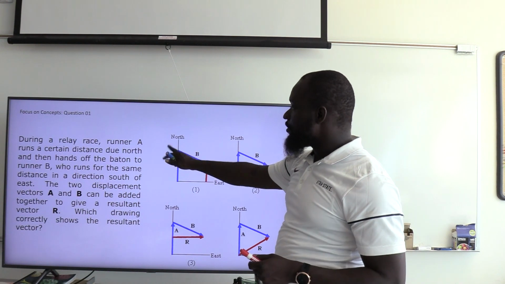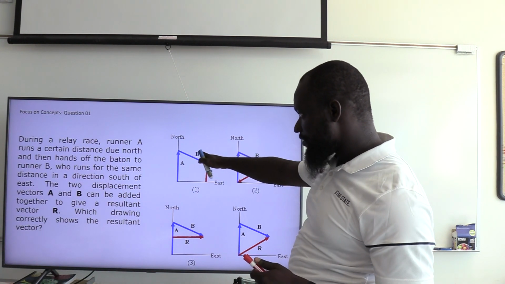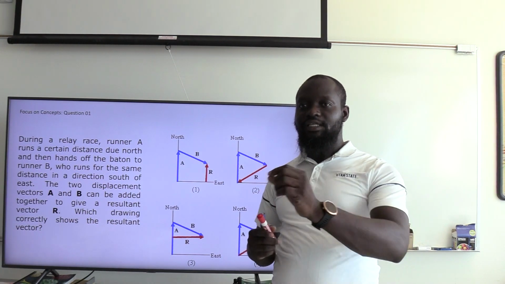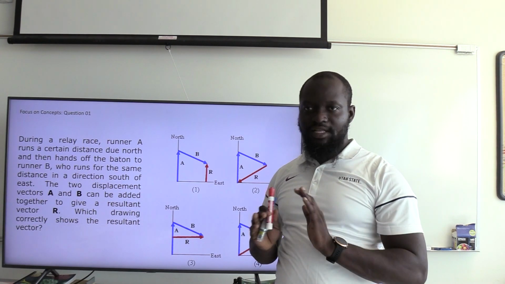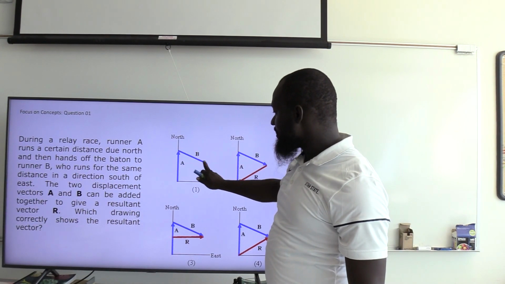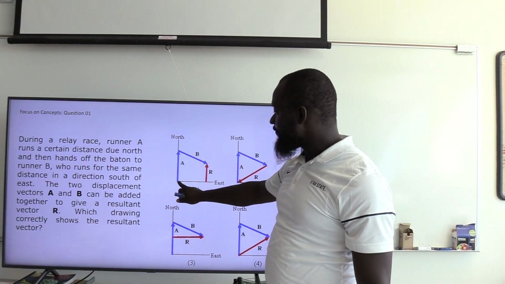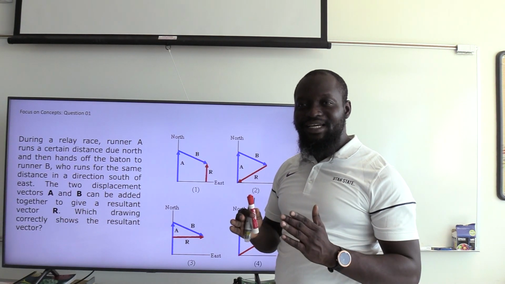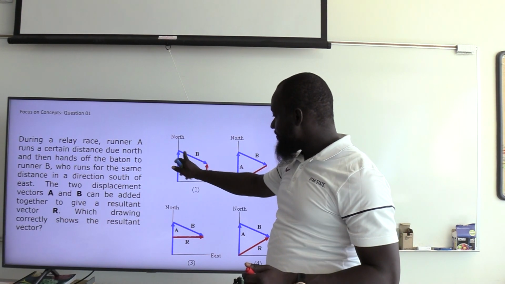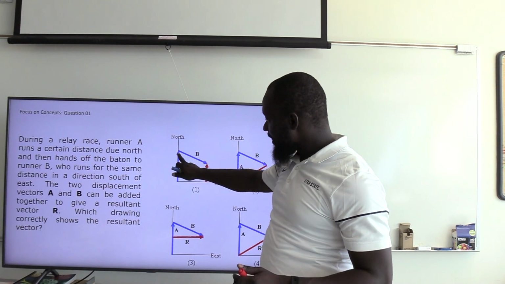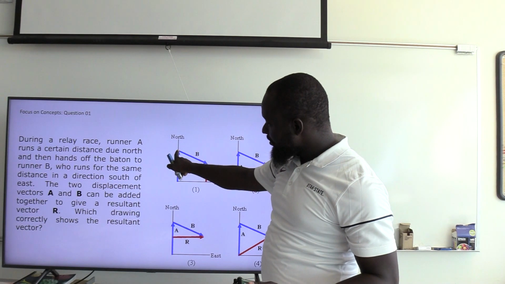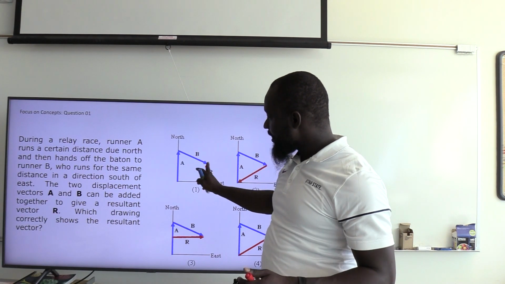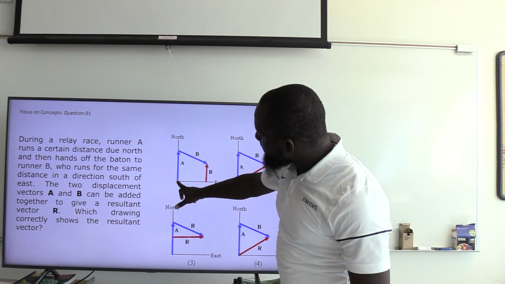So A is going due north, B is going south of east, like this. They're looking for the resultant. The resultant vector of any two vectors always starts from the tail of the first to the head of the last. That's the trick. So this is the first, A, this is the last, B. So the resultant is supposed to start from the tail of A to the head of B. And that is only correct after you have added A and B tail to head. If I switch B's head here, then that won't be correct. So it has to be tail, head, tail, head. Then the resultant goes from the tail of A to the head of B.